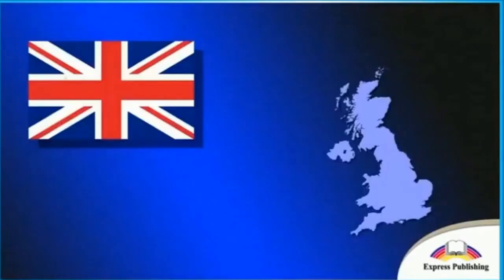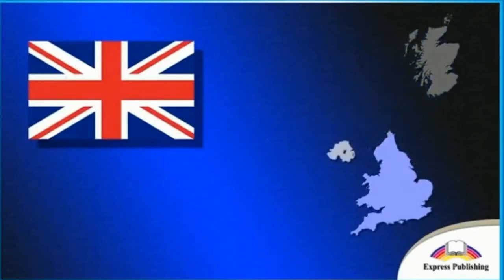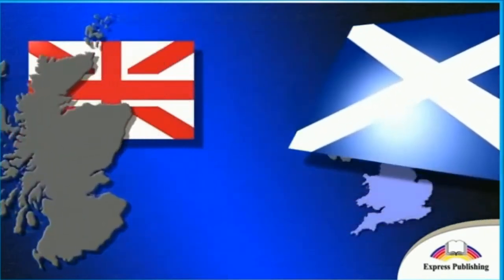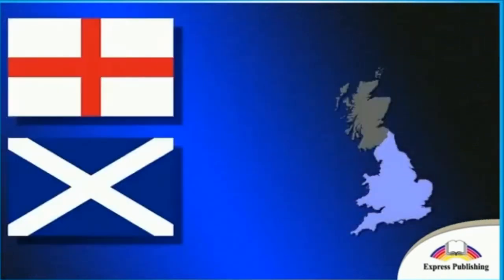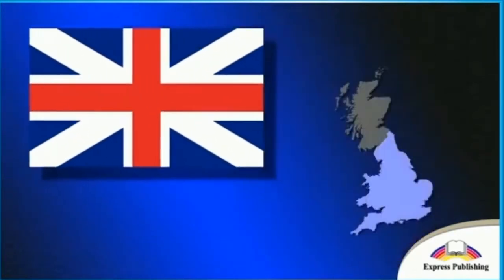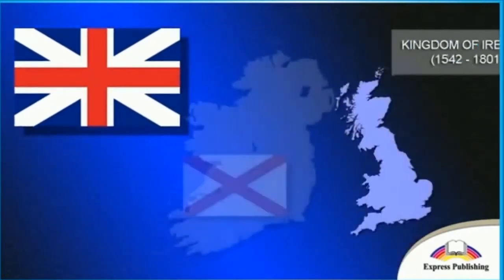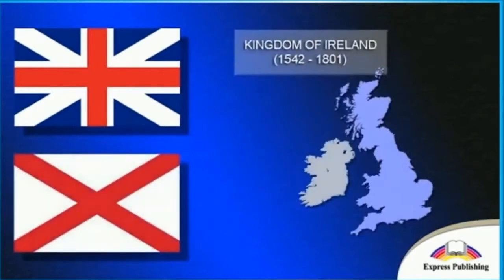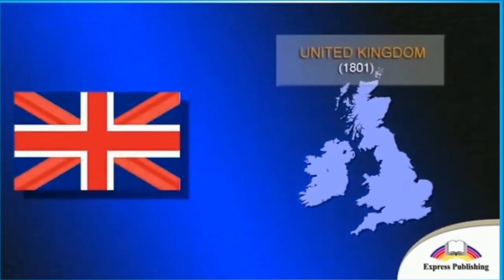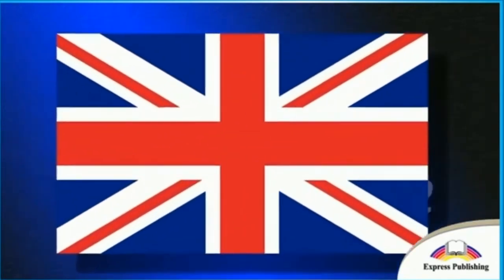The flag of Scotland, the St. Andrew's Cross, or the Saltire, is a white diagonal cross on a blue background. It is in the blue background of the Union Jack and in the white diagonal cross. The flag of Ireland, the St. Patrick's Cross, is a red diagonal cross on a white background. It is in the red diagonal stripes on the Union Jack.